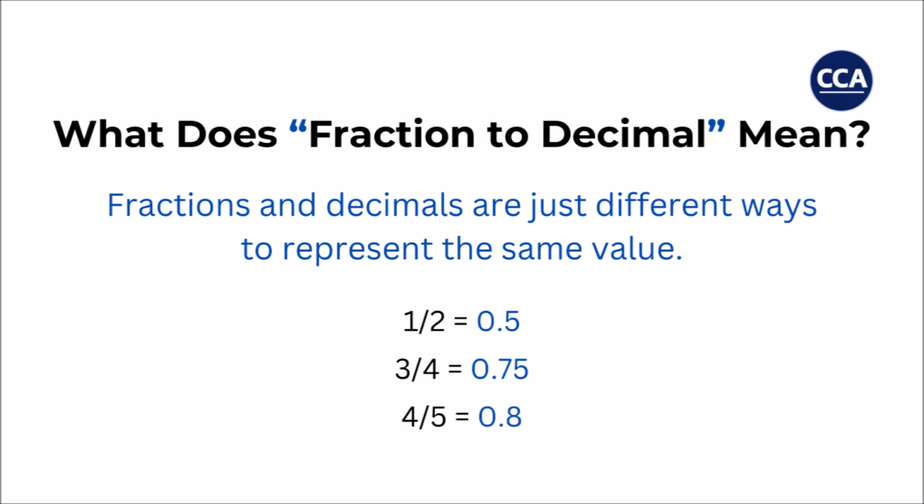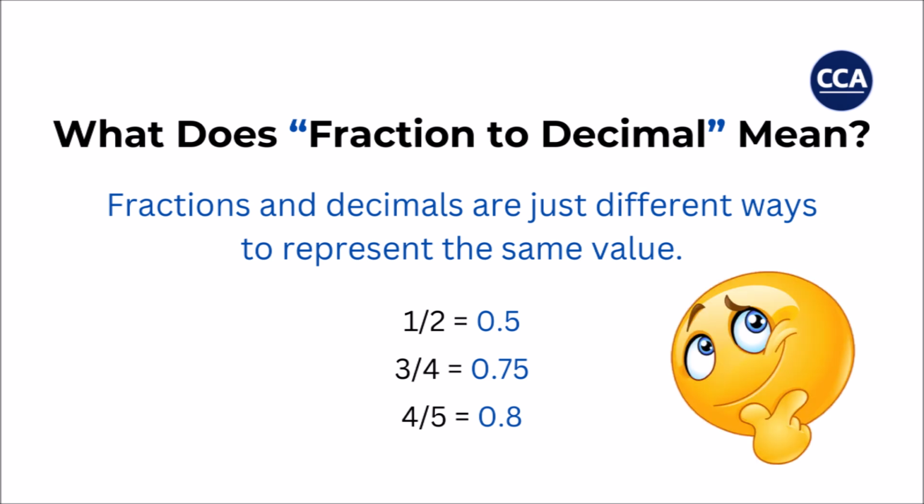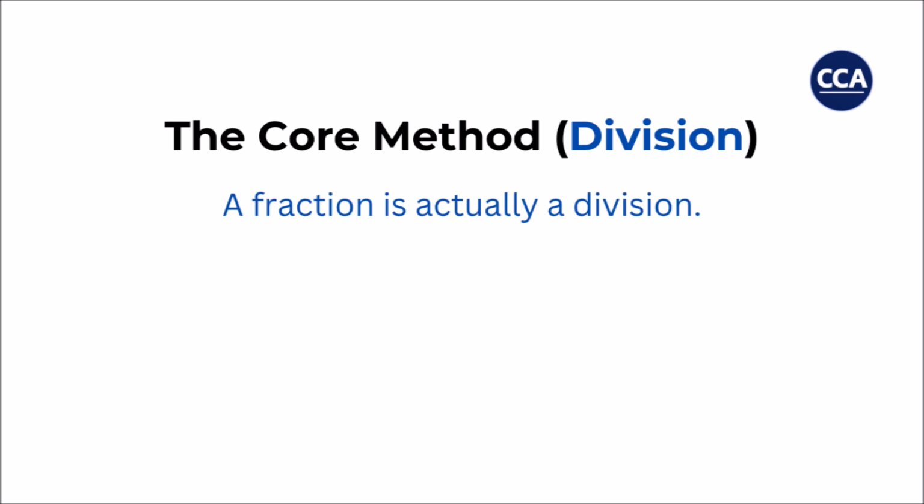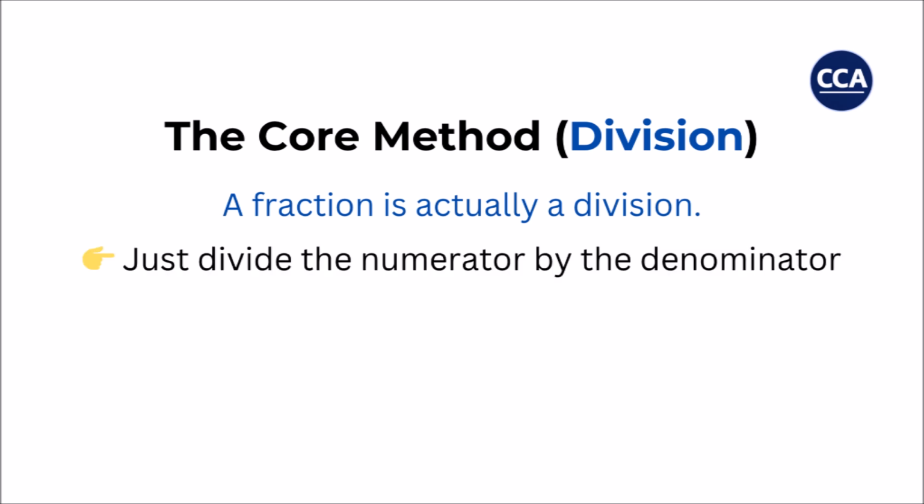For example, 1/2 is equal to 0.5. 3/4 is equal to 0.75. And 4/5 is equal to 0.8. Now, the question is, how do we convert a fraction into decimal? Well, the answer is quite simple. It's division, which is the core method behind it, and it's because a fraction is actually a division. So, to convert a fraction into a decimal, just divide the numerator into the denominator.